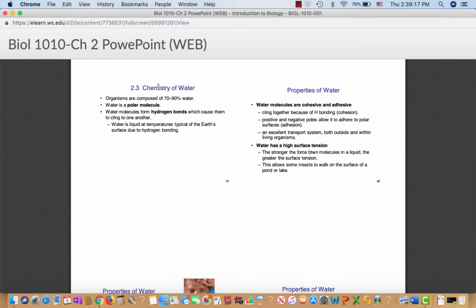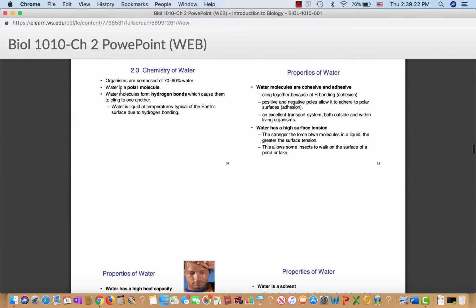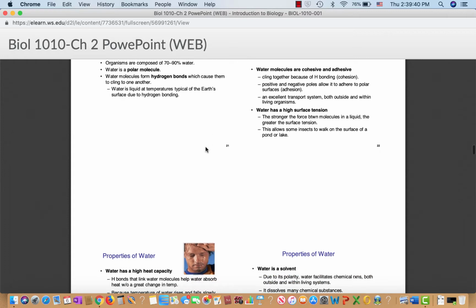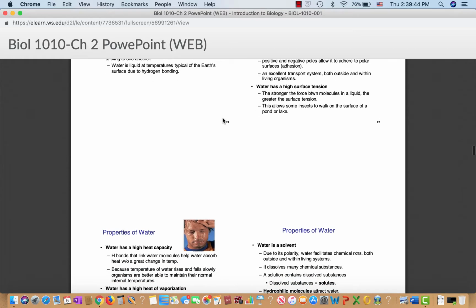Chemistry of water: we're between 70 and 90% water, well, most organisms. Water is a polar molecule and can form hydrogen bonds because of that, like we just talked about, which makes water highly adhesive and cohesive. It sticks together because of the hydrogen bonding, and the positive and negative poles allow it to adhere to other surfaces, meaning adhesive. Excellent transport system, both within and without living organisms. High surface tension, thanks to all the hydrogen bonds, which allows some things to walk on the surface of it.